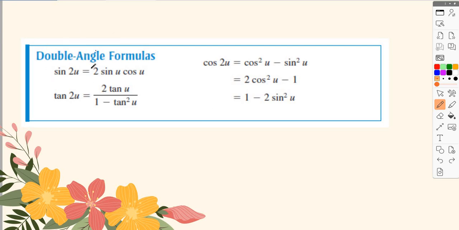So sine of 2u is equal to 2 sine u cosine u. Tangent of 2u is equal to 2 tangent u divided by 1 minus tangent squared of u. And then cosine of 2u, we actually have 3 different formulas that it can equal.